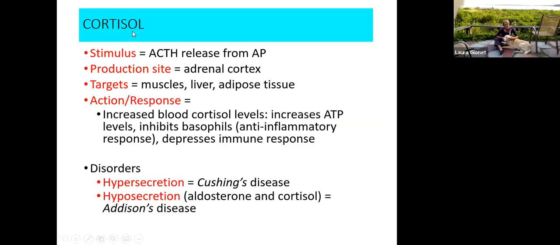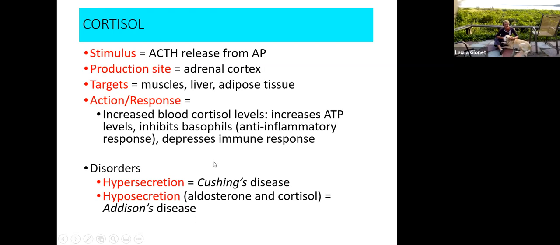Okay, then we get to cortisol. Cortisol, the stimulus for release, is adrenocorticotropic hormone from the anterior pituitary. It targets the adrenal cortex, and we release cortisol, and that targets muscles, liver, adipose tissue. An extraordinary amount of general body cells are targets. What is its response? Increased blood cortisol levels, which increases ATP levels.